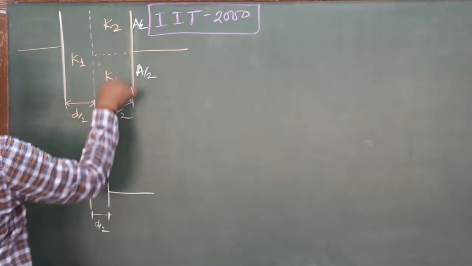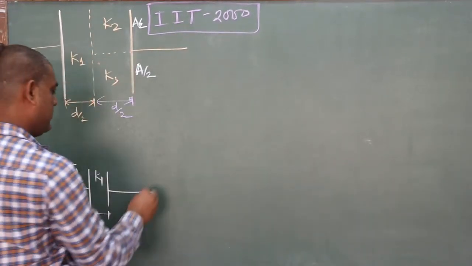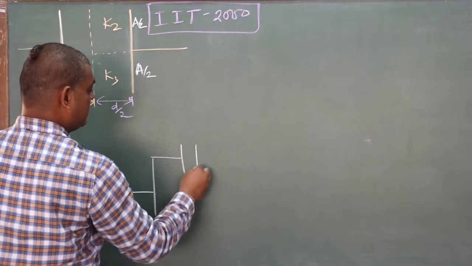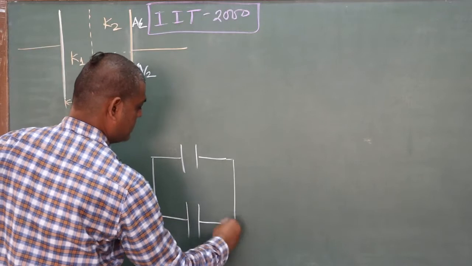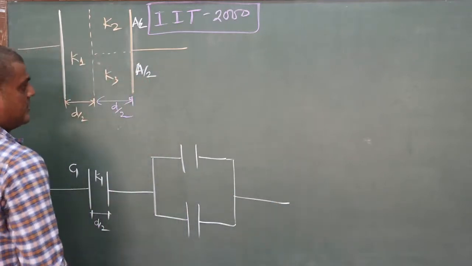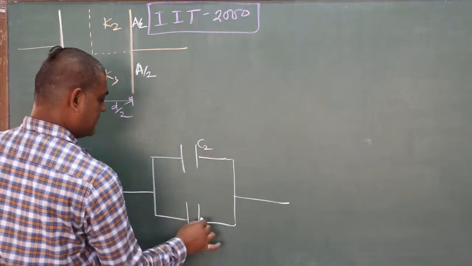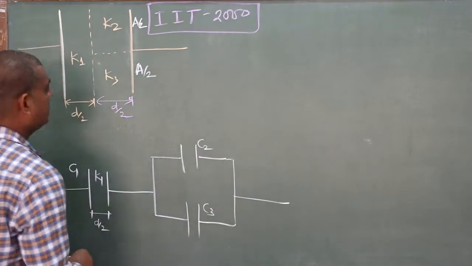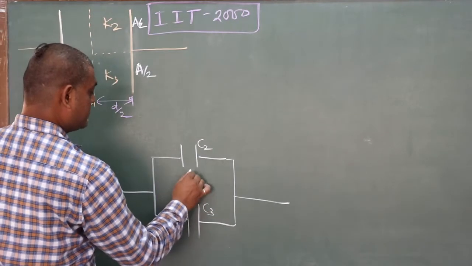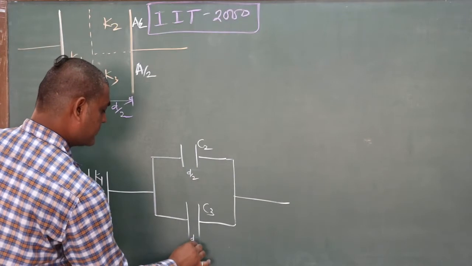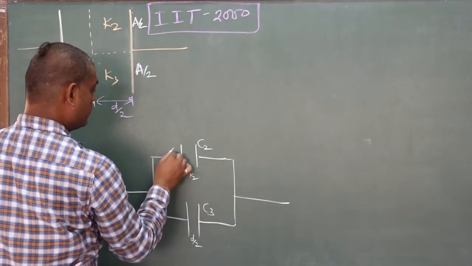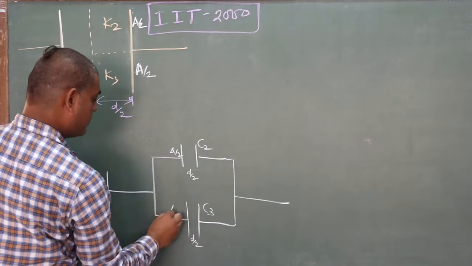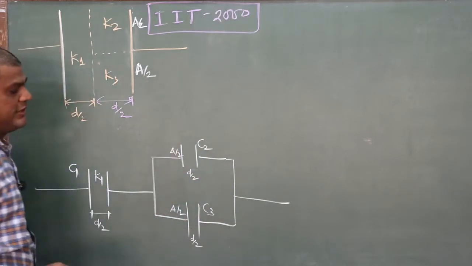Now here are two capacitors which are parallel, so we will draw the diagram like this. This is the first capacitor, this is the second capacitor, and this is the third capacitor. The separation is D by 2, the separation is D by 2, but the area of the plate is A by 2, and the area of the plate is A by 2.